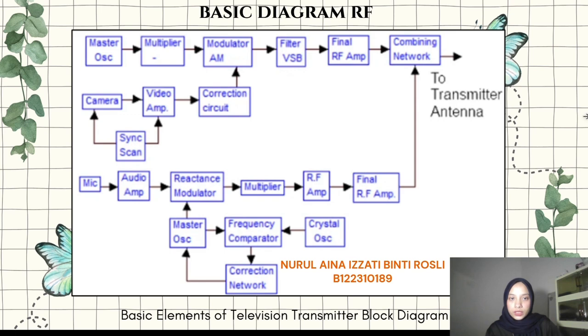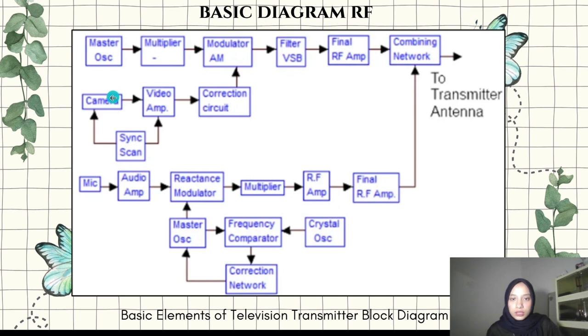Now, I will explain the complete block diagram of an analog television transmitter. The system is responsible for transmitting both video and audio signals from the broadcasting station to television receivers. The transmitter consists of several stages, starting from signal generation, modulation, amplification, and finally transmission through an antenna.